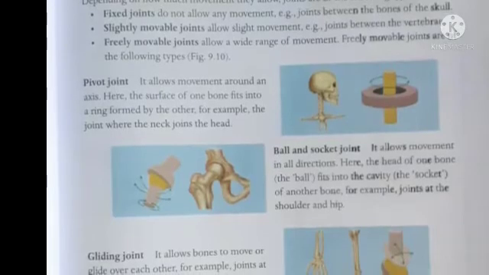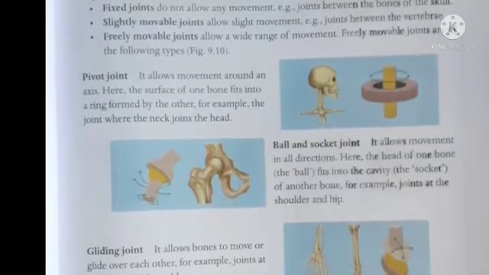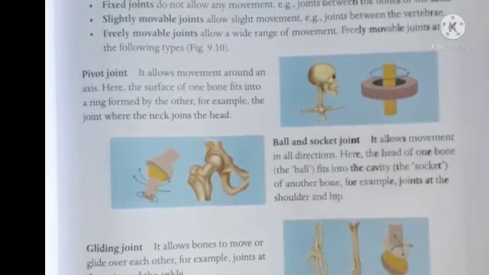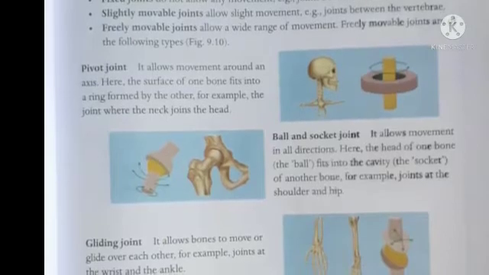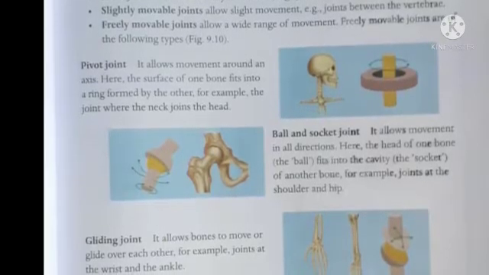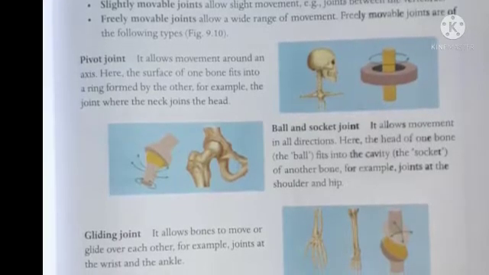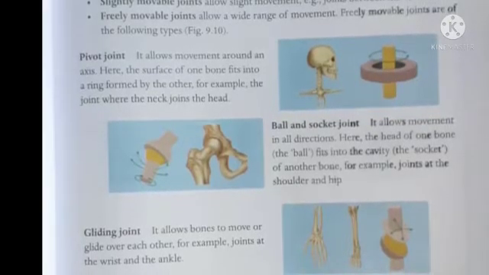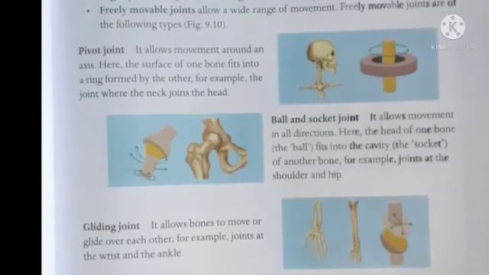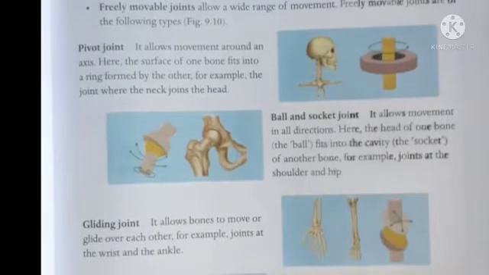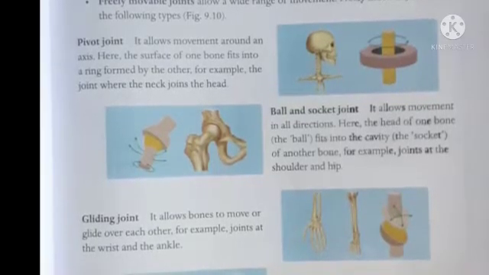Freely movable joints are of the following types. The first one is the pivot joint. Now students, it allows movement around an axis as you can see in the diagram. Here the surface of a bone fits into a ring formed by another. For example, the joint where the neck joins the head. Here the back portion of the neck is an axis and we can move our head around it in a 180-degree manner.